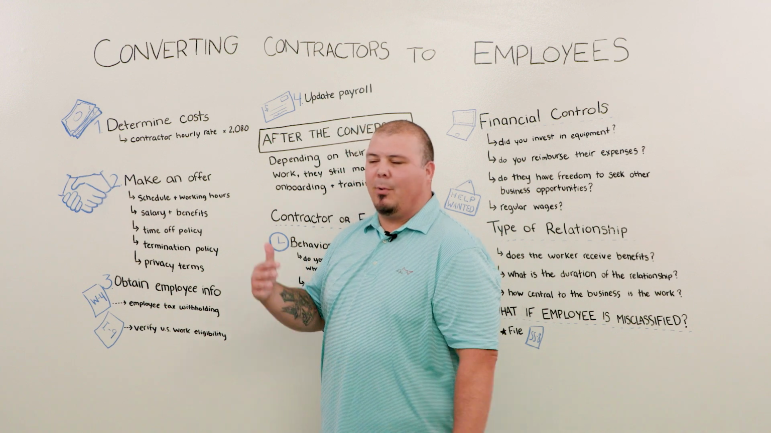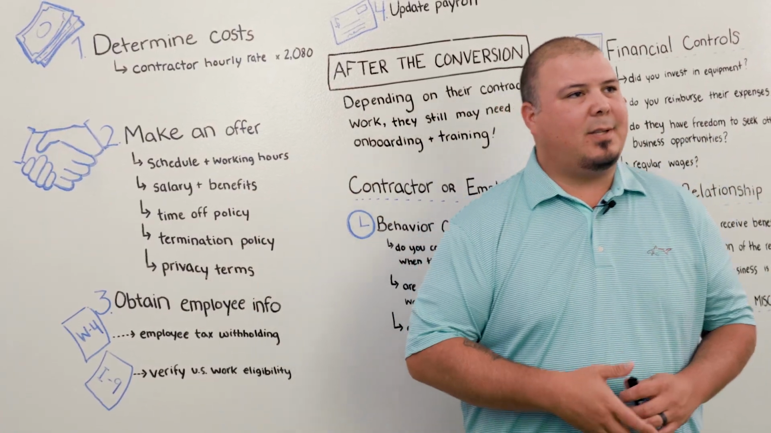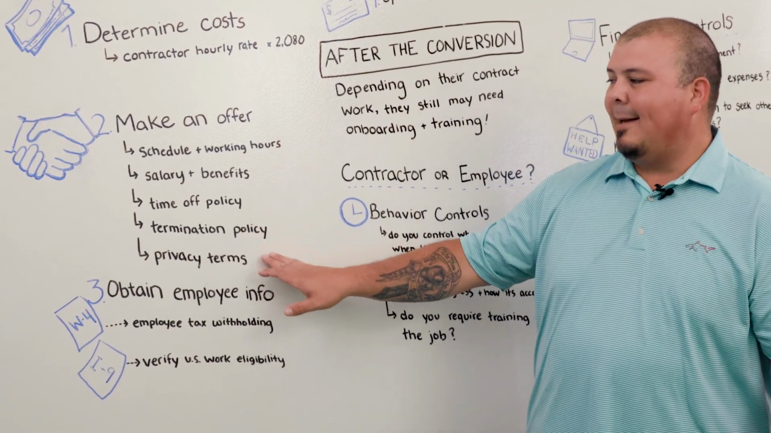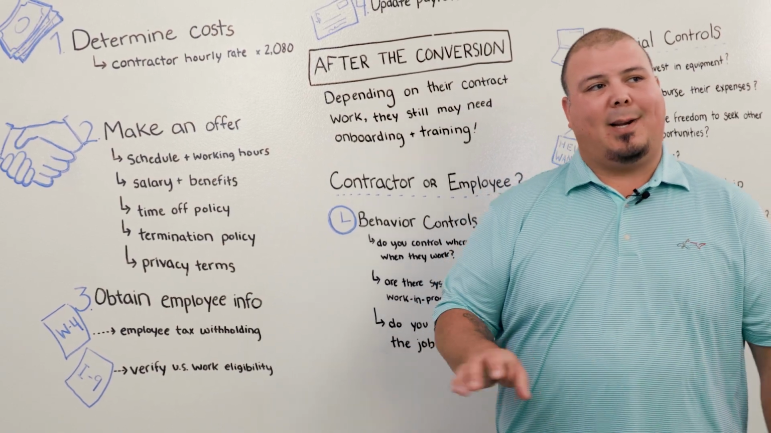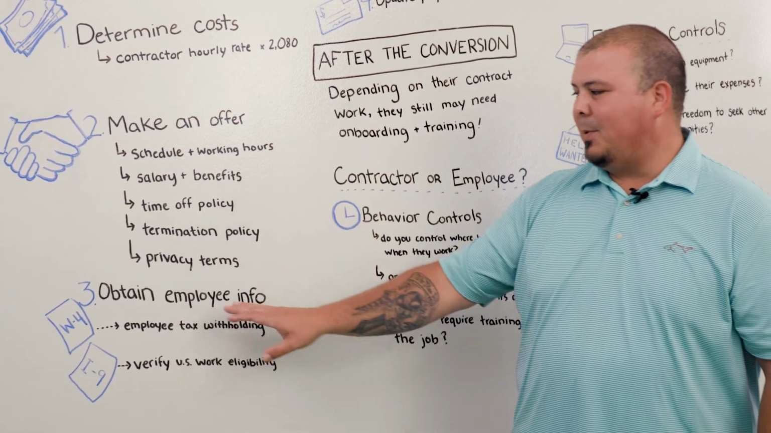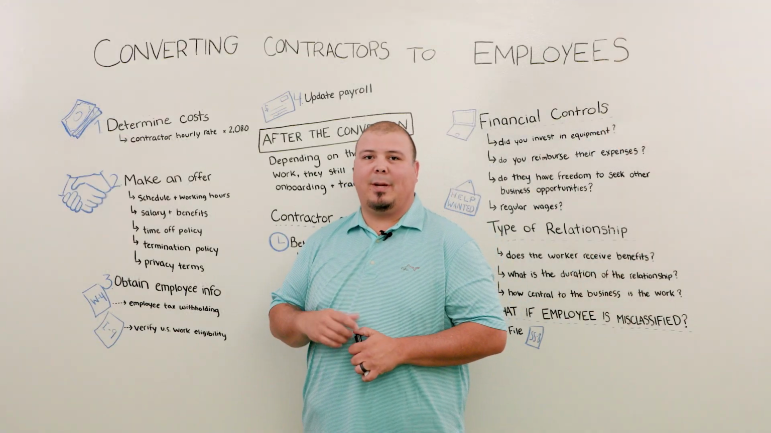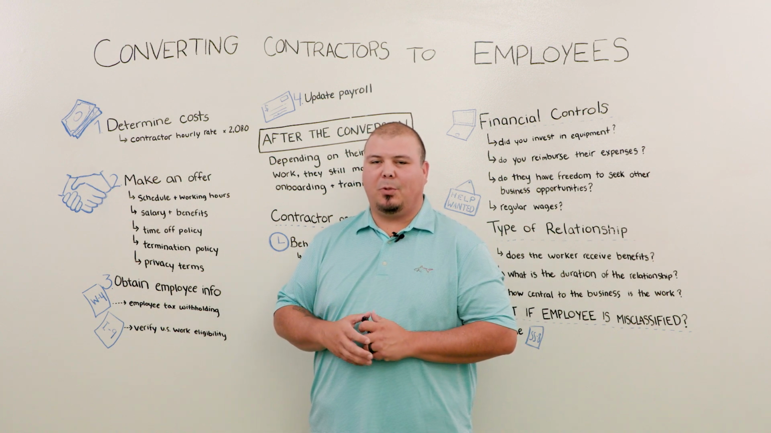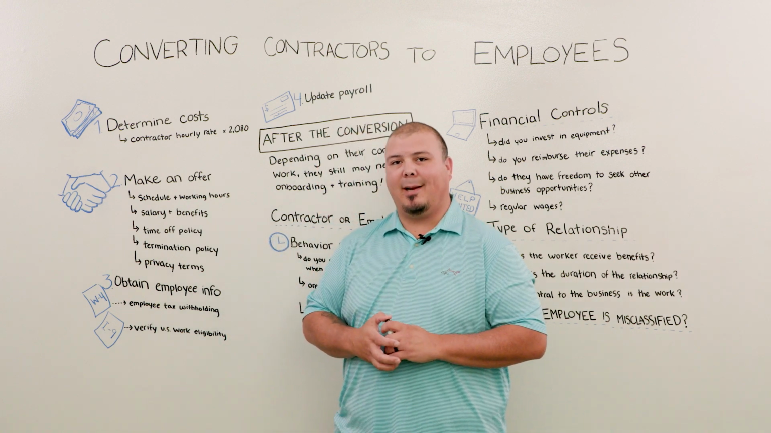In your offer, you're going to want to go over any schedule and working hours, salary and benefits, your time off policy, as well as the termination policy, and any privacy terms that may apply for your company. Once the contractor has accepted the offer, the next step is going to be obtain your employee information. This is typically done through a W-4 and an I-9 form to make sure that they are U.S. eligible to work and to make sure to capture how they want their tax withheld for their paycheck.